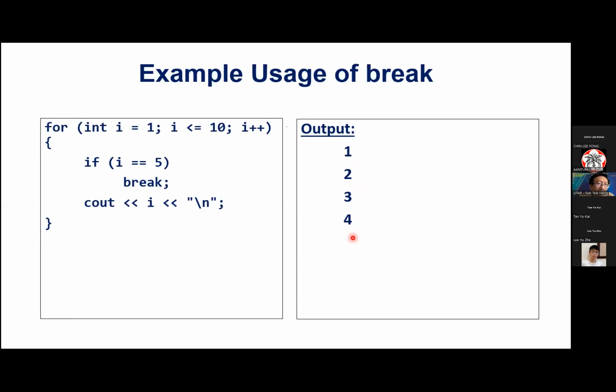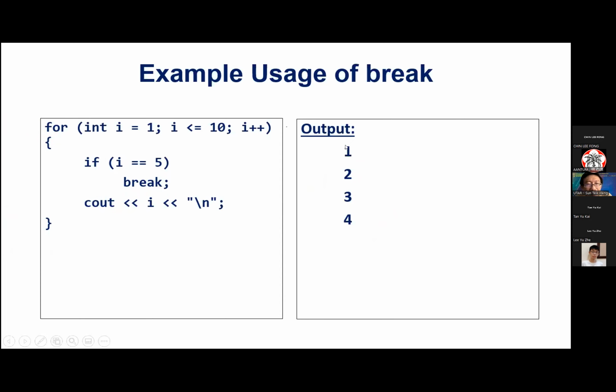Why is it so? That's because, as you can see here, when your variable I has the value 5, we execute the break statement. When you execute the break statement, it will not proceed to the next statement, but instead it will terminate the for loop and exit the for loop. So once it exits from the for loop, that's it. So what you have done here is only 1, 2, 3, 4, so the cout will only display 1, 2, 3, 4 for you.